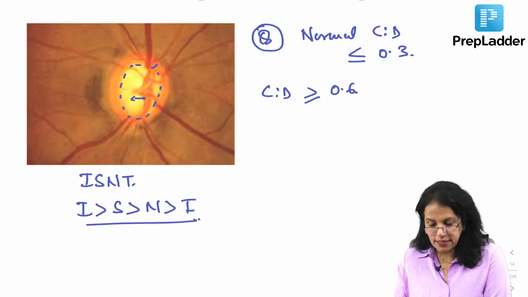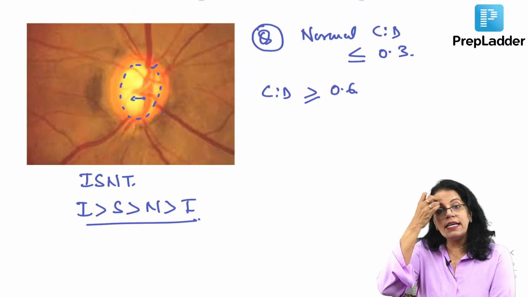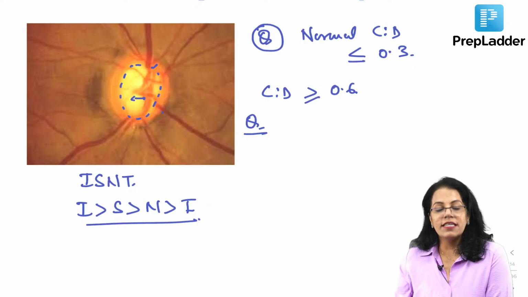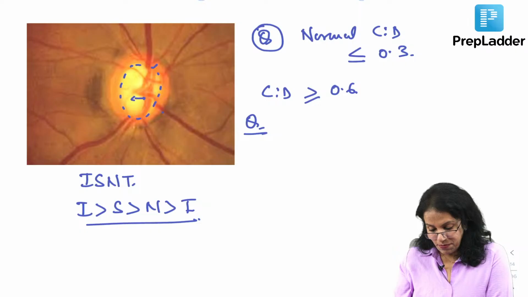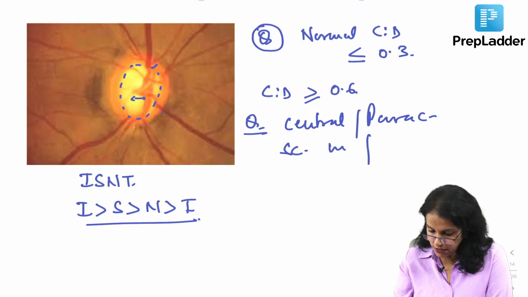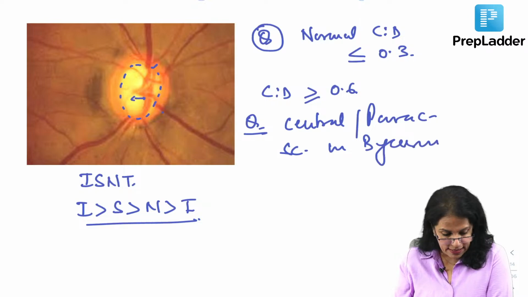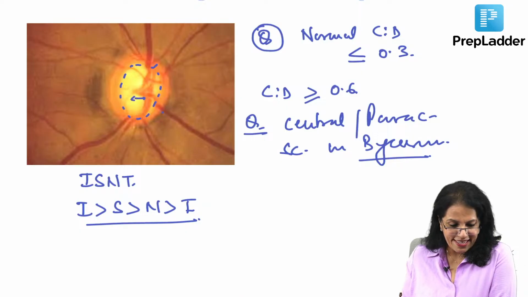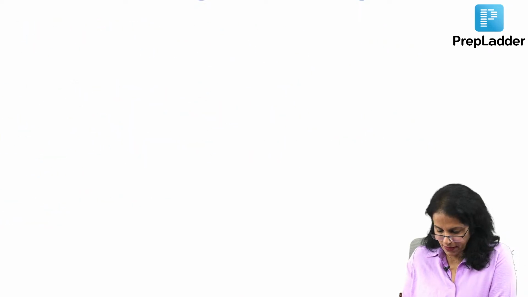So, one more question here. What is the earliest field defect in open angle glaucoma? What will you answer? So, earliest field defect, please answer central or paracentral scotoma in Bjerrum's area. We have discussed this in detail. If you want, you can just go through your session. So, this is central or paracentral scotoma in Bjerrum's area. Very nice. Okay, we come to the next one.